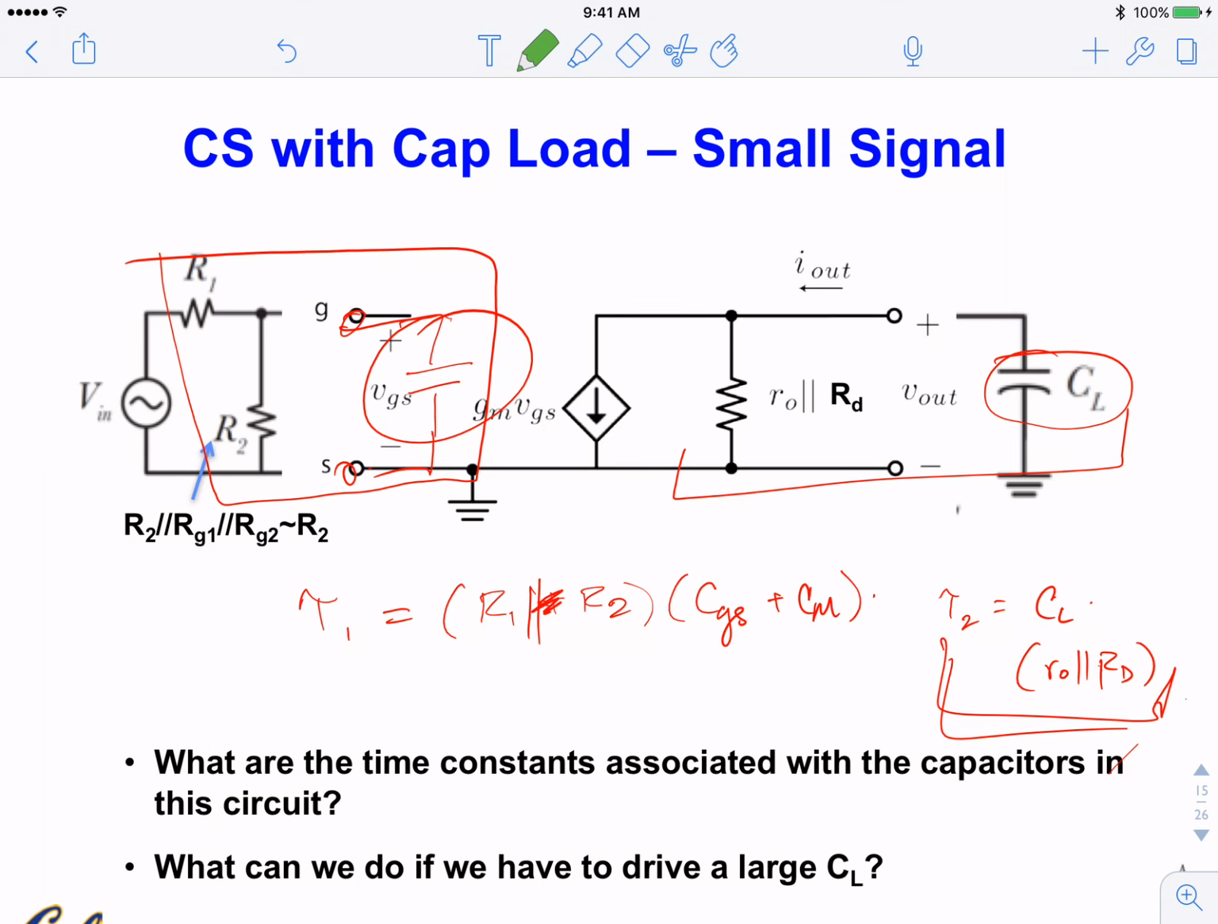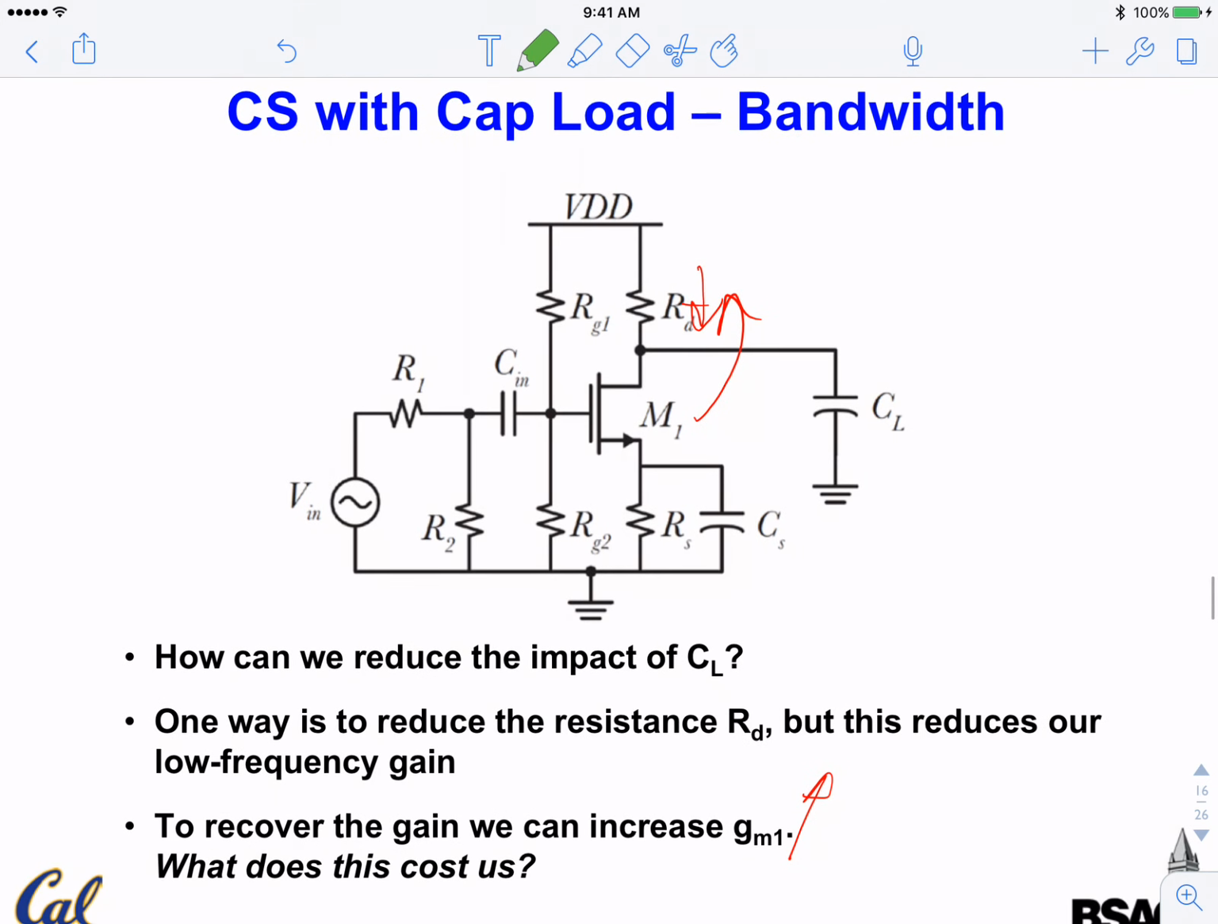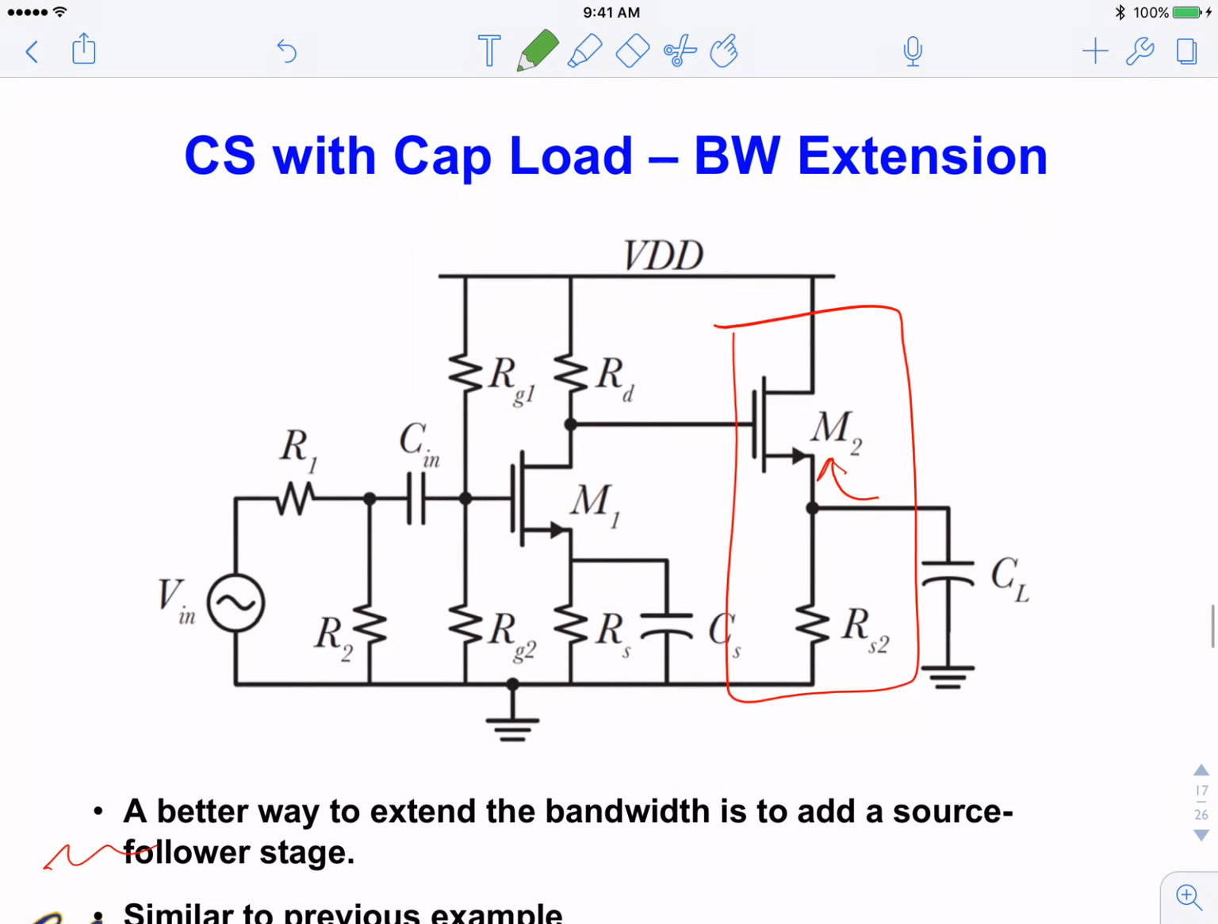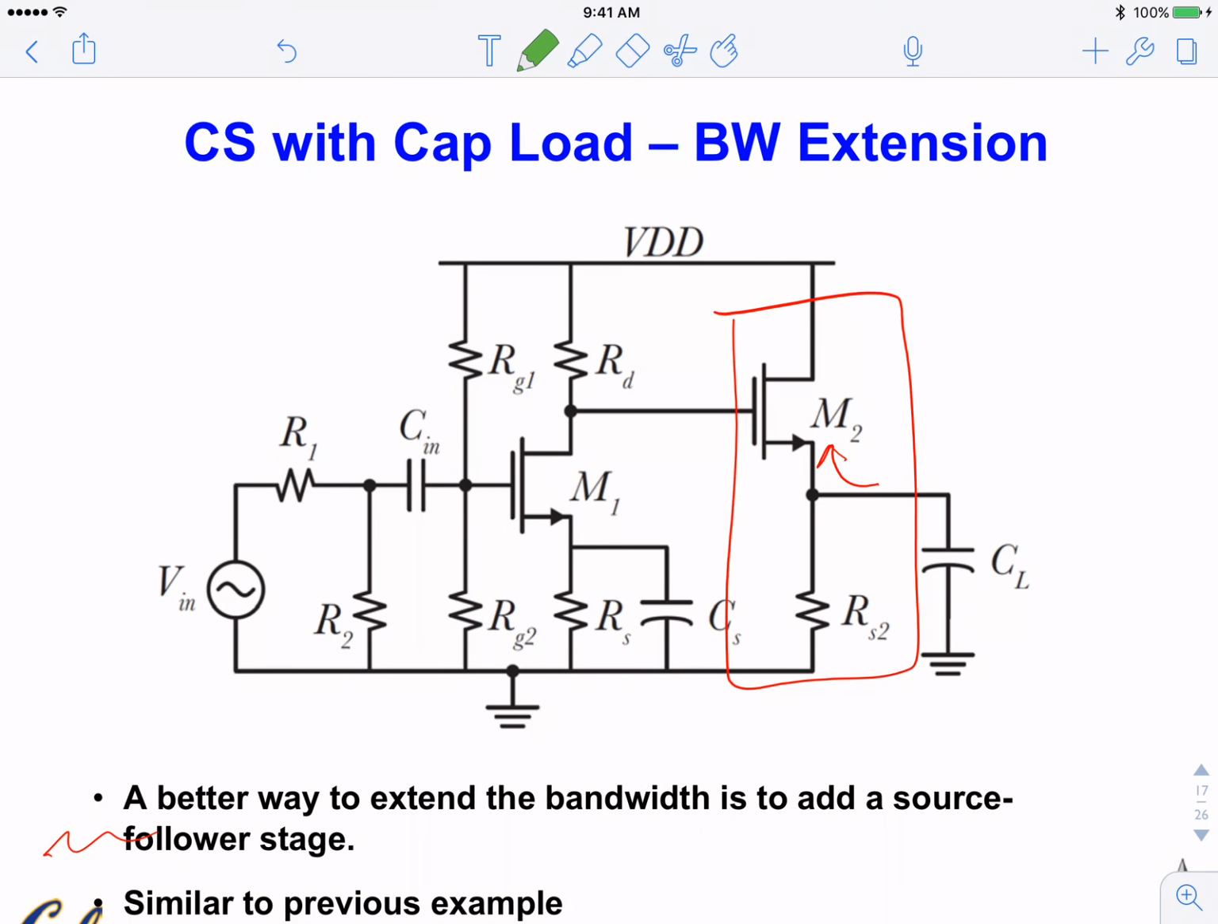So what do we do? Well, we do the same trick. You add a source follower. So here is CS. This is just a small signal circuit. We add the source follower, so now you are looking into the source. So now you change the impedance from R0 to 1 over GM. And that solves the problem. All right, any questions?